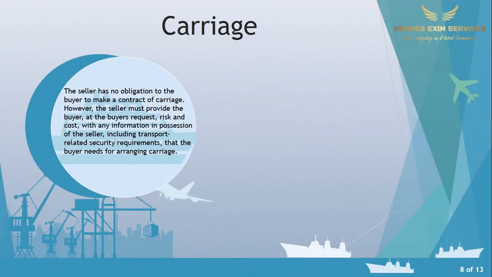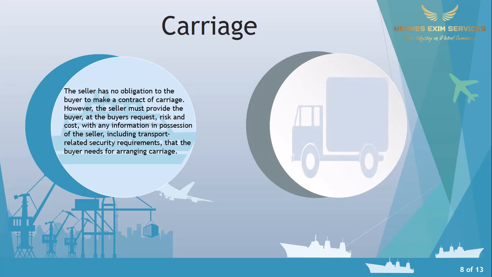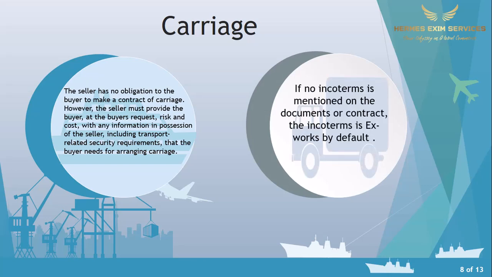The seller has no obligation to the buyer to make a contract of carriage. However, the seller must provide the buyer, at the buyer's request, risk and cost, with any information in possession of the seller, including transport-related security requirements that the buyer needs for arranging carriage. If no information is mentioned on the documents or contract, the Incoterms is EXW by default.